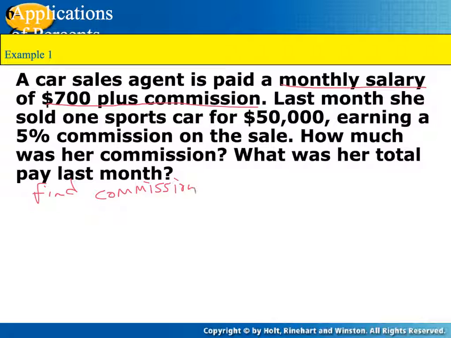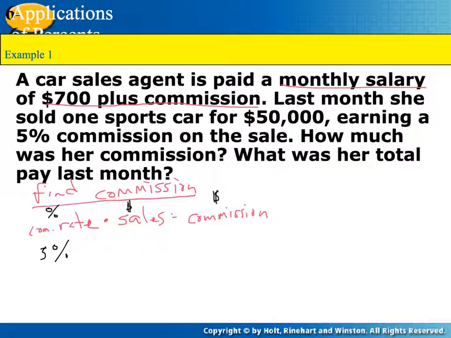Well, what was that formula that we wrote down? It was commission rate times my sales equals my commission. And remember, your rate is your percentage, sales is a dollar amount, and commission is a dollar amount. So if I look at this problem, what was my commission rate? What did this sales agent have as a commission rate? It would be 5%. My sales, how much did that car sell for? $50,000.